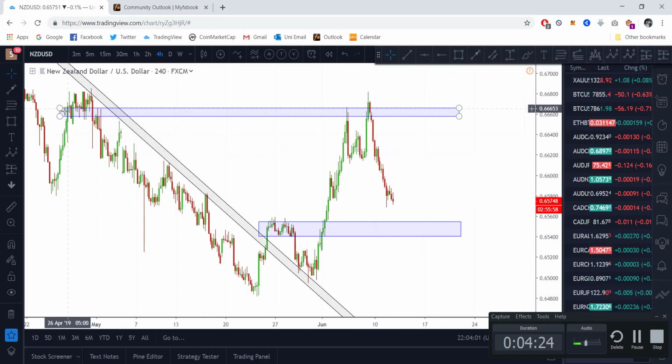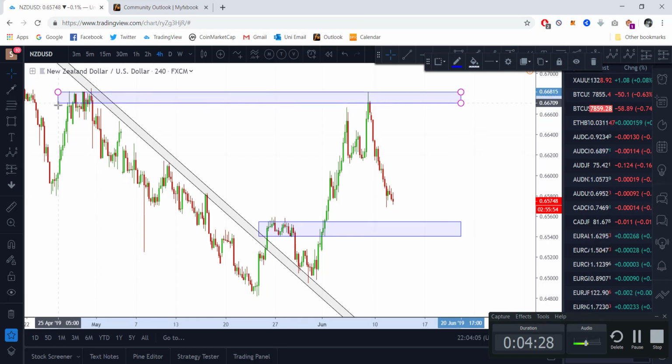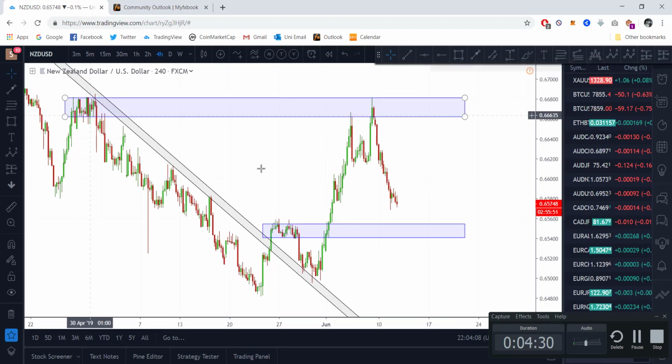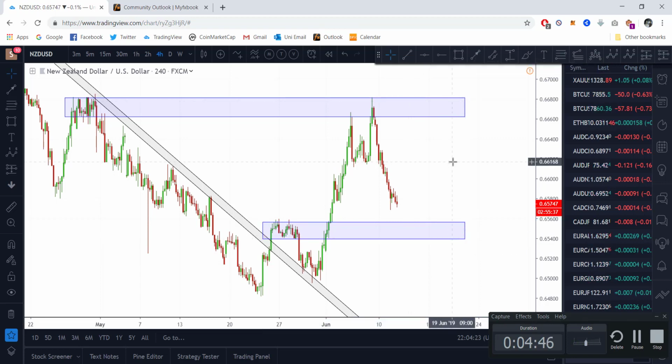Okay, so institutions tend to enter in these zones. These are zones where institutions come and play. But anyway, this is another zone where I expect price to come, probably create a wick somewhere in this zone, and then reverse again. So let's have a look.